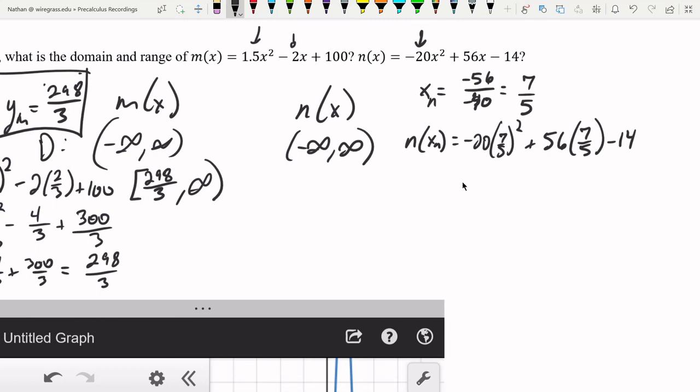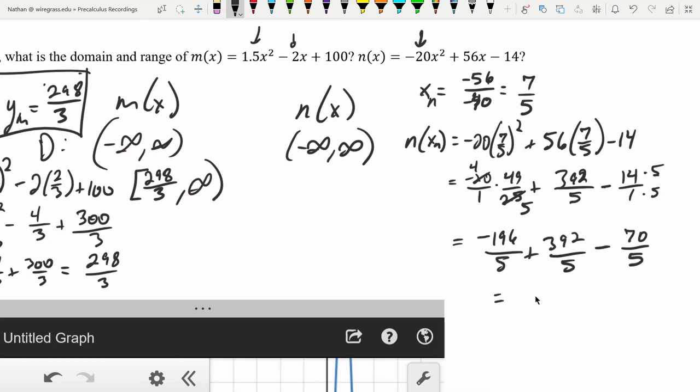Let's see, we get 14 over 1. This reduces by 5. So I need to write this as 14 over, let's see, adding them all up, we get 126 over 5.